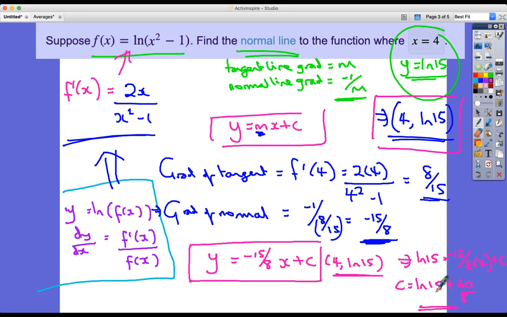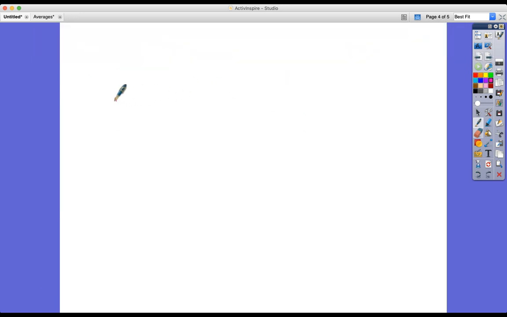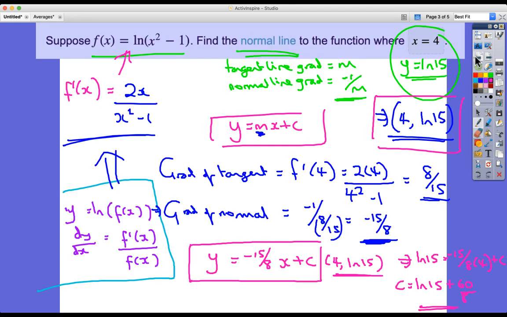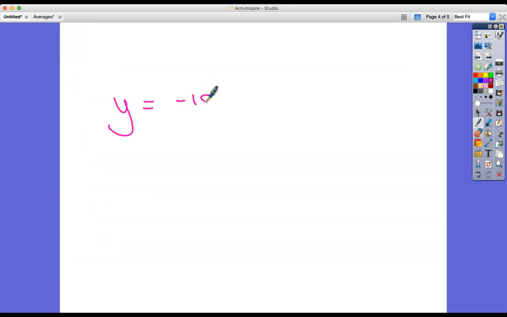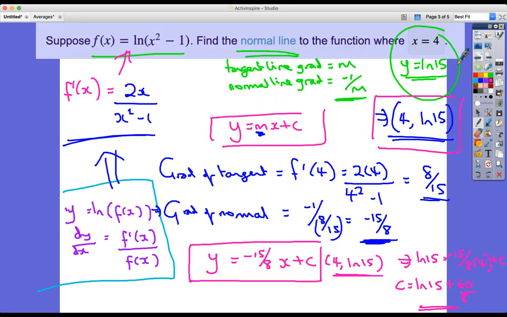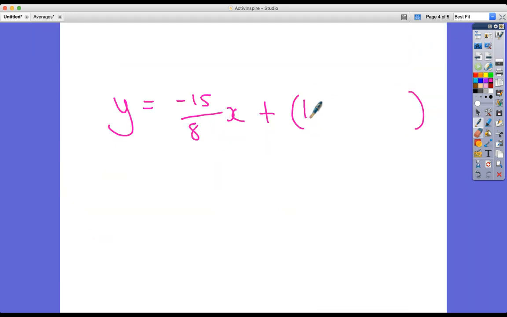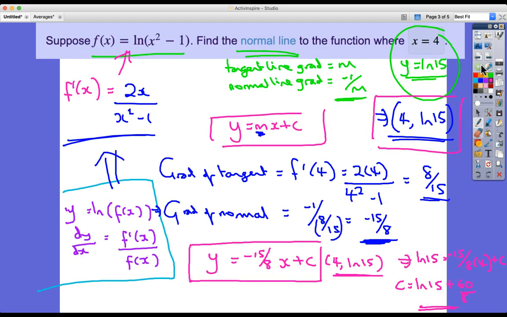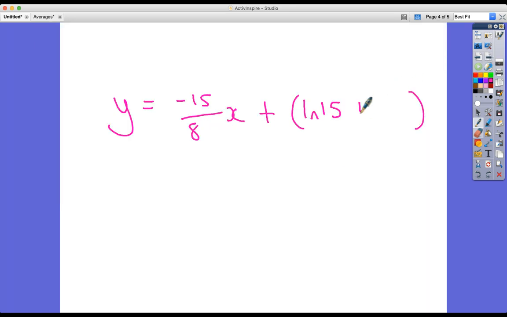It's a bit random, isn't it? Okay. I feel like I'm going to have to go over the next page just to do the final answer for this. So the final answer for the equation of the normal here is y equals minus 15 over 8 x plus, and then I might just put this in brackets just because it is a bit random, ln 15 plus 60 over 8. And I'm just going to leave it like that because that is the answer. And that's the equation of the normal line at that point, as weird as it is.